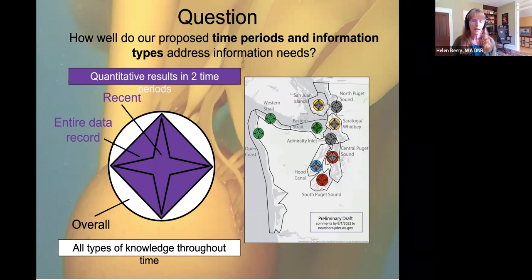So for instance, in San Juans, our scientific data is really limited. That's why it's gray in the center. But we have indigenous scientific knowledge from Samish fishermen that suggests there have been losses. We also have a handful of scientific studies and other observations which also suggest losses. And so in that area, it was really easy to conclude that we have concerns for the San Juans, although we can't draw strong conclusions from the long-term monitoring data alone.